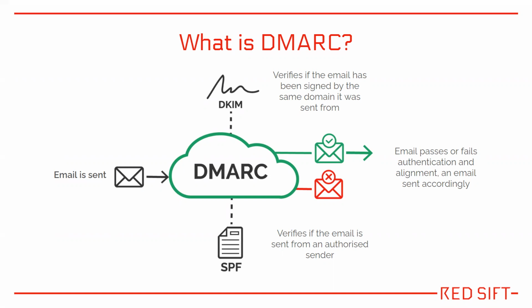So, what are these protocols? SPF authentication is a record on your DNS where you're approving an IP to send on your behalf. DKIM is a protocol that uses asymmetric encryption to ensure the message has not been modified in transit. And finally, alignment. Alignment is when the SPF return path and DKIM signing domain align with the from address.